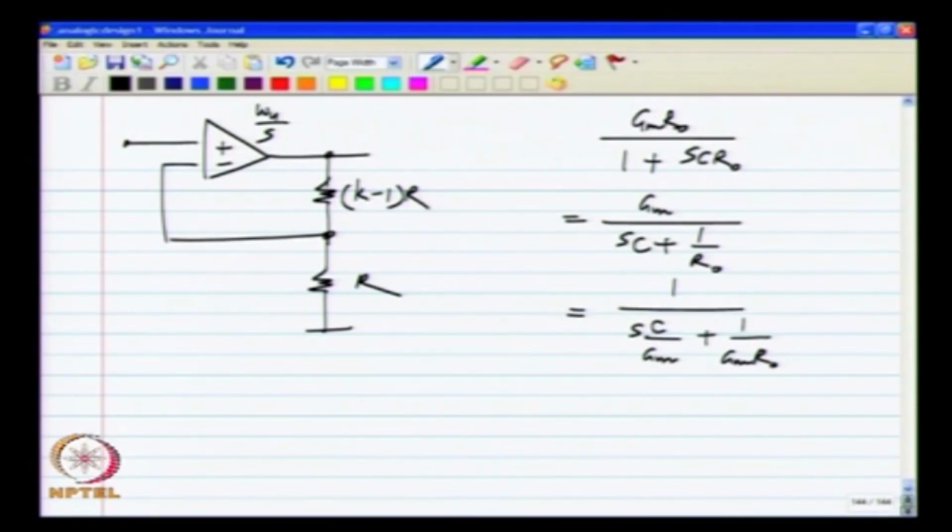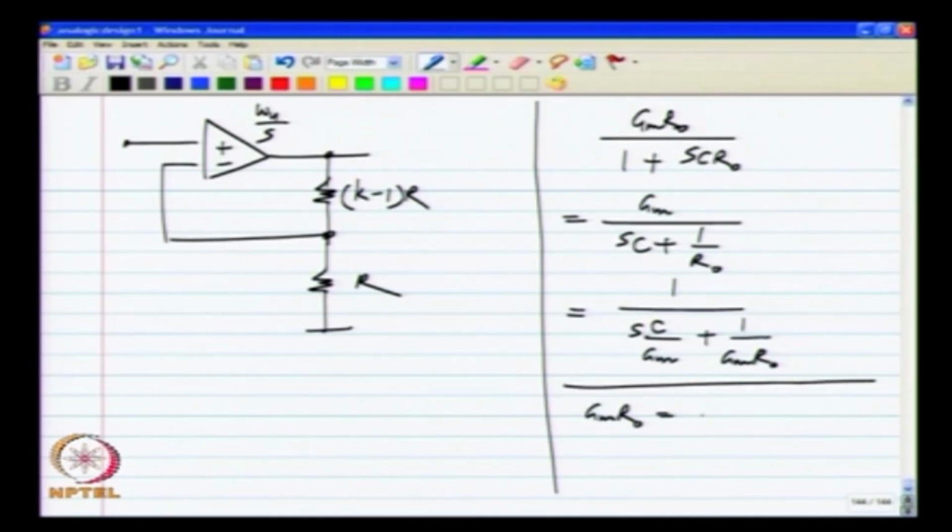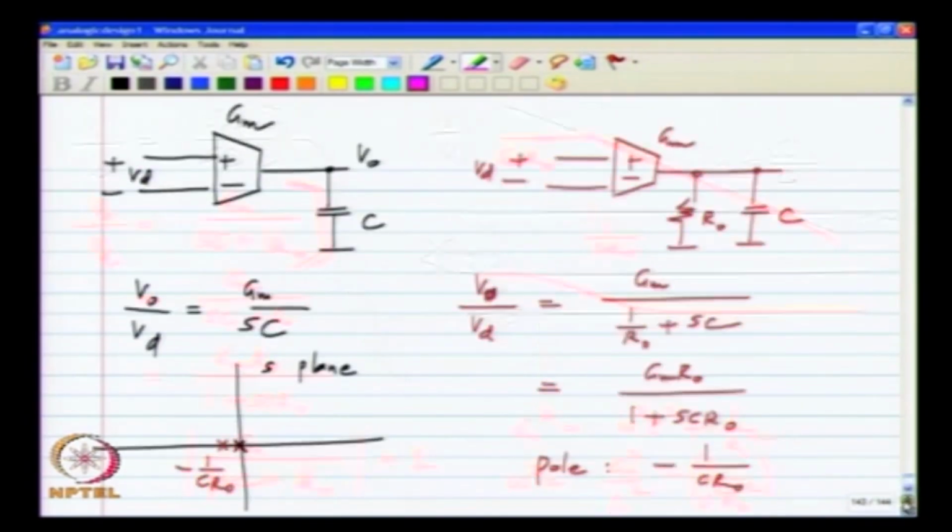So, I will denote Gm R naught by a quantity A naught, and this A naught is the DC gain of the op amp. As you can see, if I apply a DC increment V d, the output DC will be equal to Gm times R naught times V d. So, the DC gain is Gm R naught.